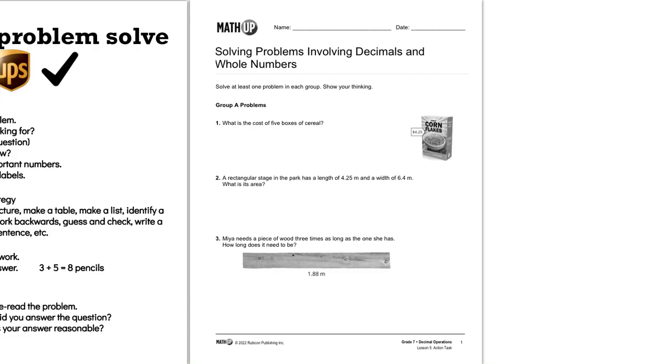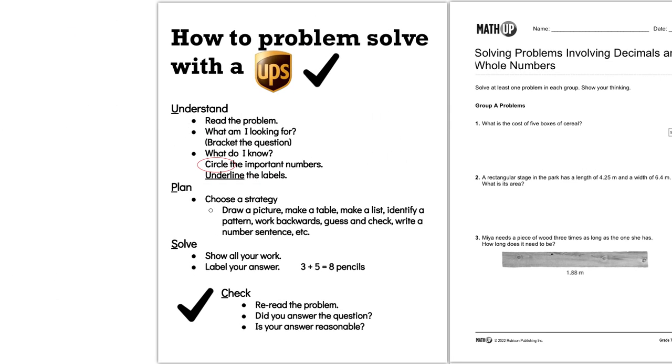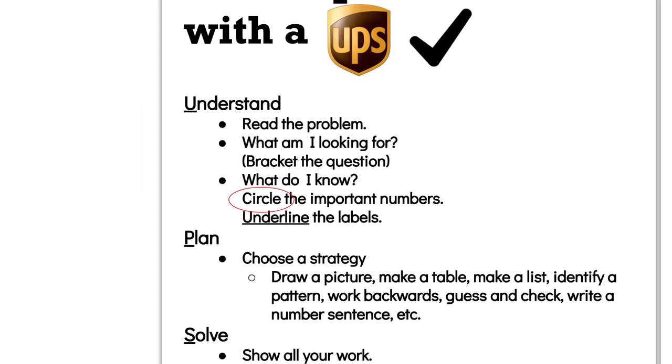Today we are solving problems involving decimals and whole numbers in our Lesson 5 action task. In order to solve these problems, we're going to use the UPS check method. This is where first we need to understand the problem, where we read the problem first.